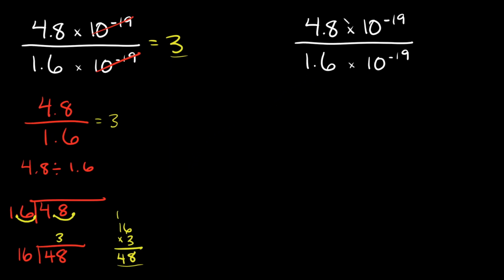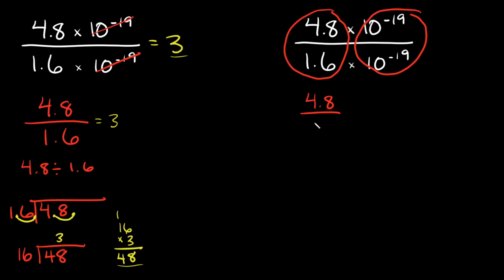Now, one other way you can attack this problem is by splitting this up into two fractions. So I'm basically going to split this up into a fraction and split this up into a fraction. So then here I would do 4.8 over 1.6, and then I would multiply that, because we're multiplying all these numbers together, by 10 to the negative 19 over 10 to the negative 19. Now remember, any number divided by itself is equal to 1. So again, since we have the same number on top and the bottom, this whole thing reduces down to just 1. And then I'll bring down the rest of the problem right here.